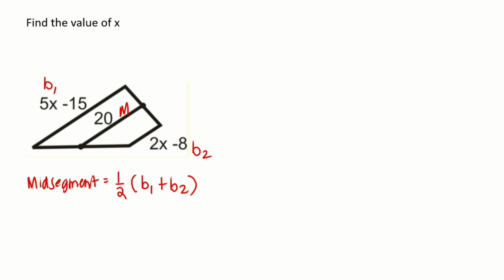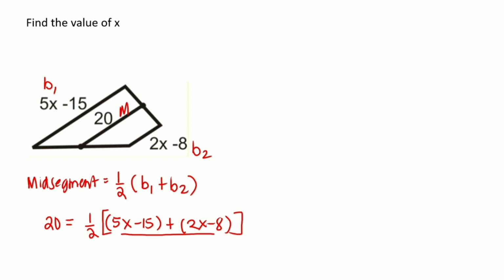Now, let's solve for the value of x. Our mid-segment here, 20, is equal to 1/2 times B1, which is 5x minus 15, plus 2x minus 8. Okay? So we simplify this part. That's 20 is equal to 1/2 times 7x minus 23. Next step, we will apply cross product. So 20 times 2, that is equal to 40, is equal to 7x minus 23.